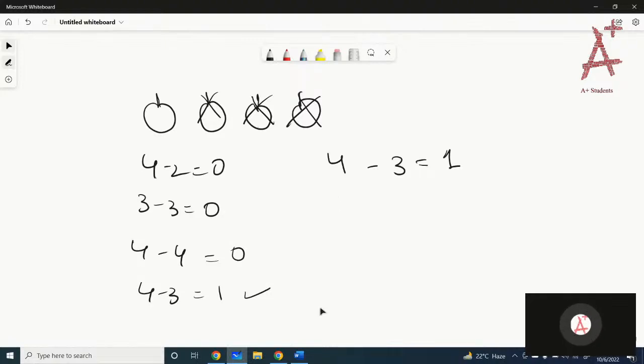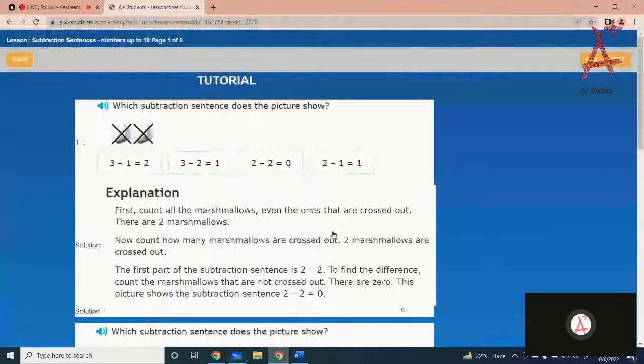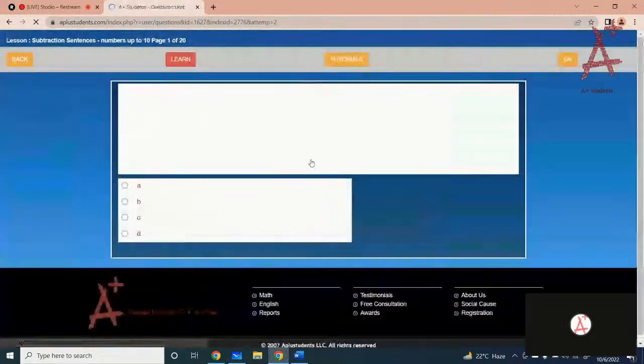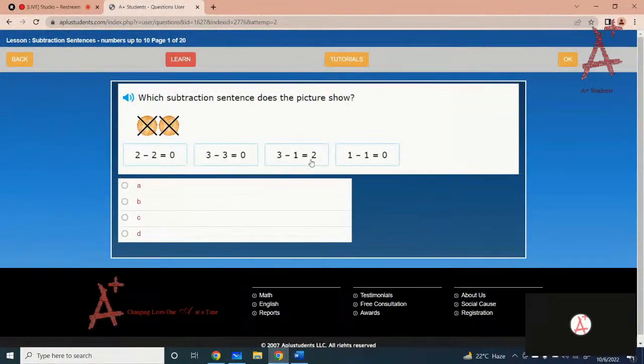Okay, let's start with the test. On the top right corner, you have a test button. Let's start with the test. Okay, which subtraction sentence does the picture show? You are given two crackers, and how many of them are crossed out? You have two of them, and out of two, two of them are crossed out. So you are left with... which option is the correct one? A, B, C, or D?